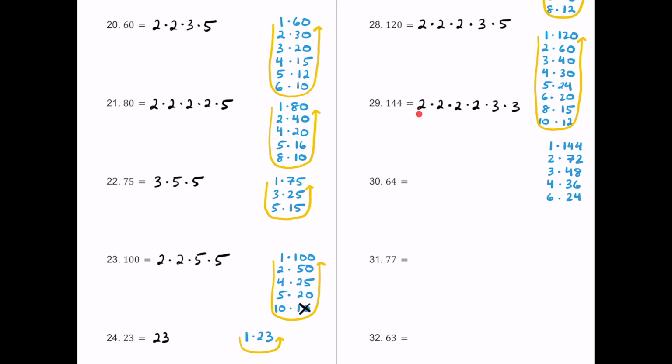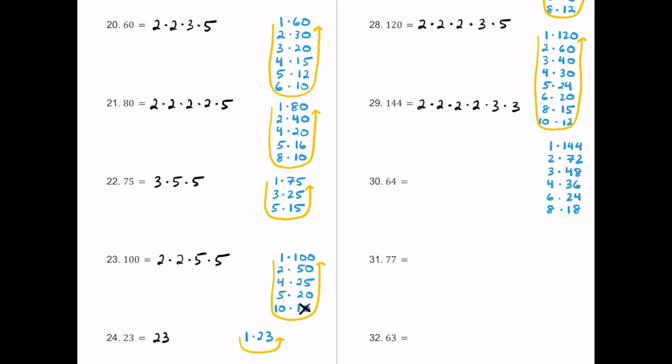There is an 8 though, because 2, 2, and 2 make 8. But then let's combine the rest of these. So 2 and 3 make 6, and 6 and 3 make 18. So it looks like 8 times 18 is equal to 144 as well.